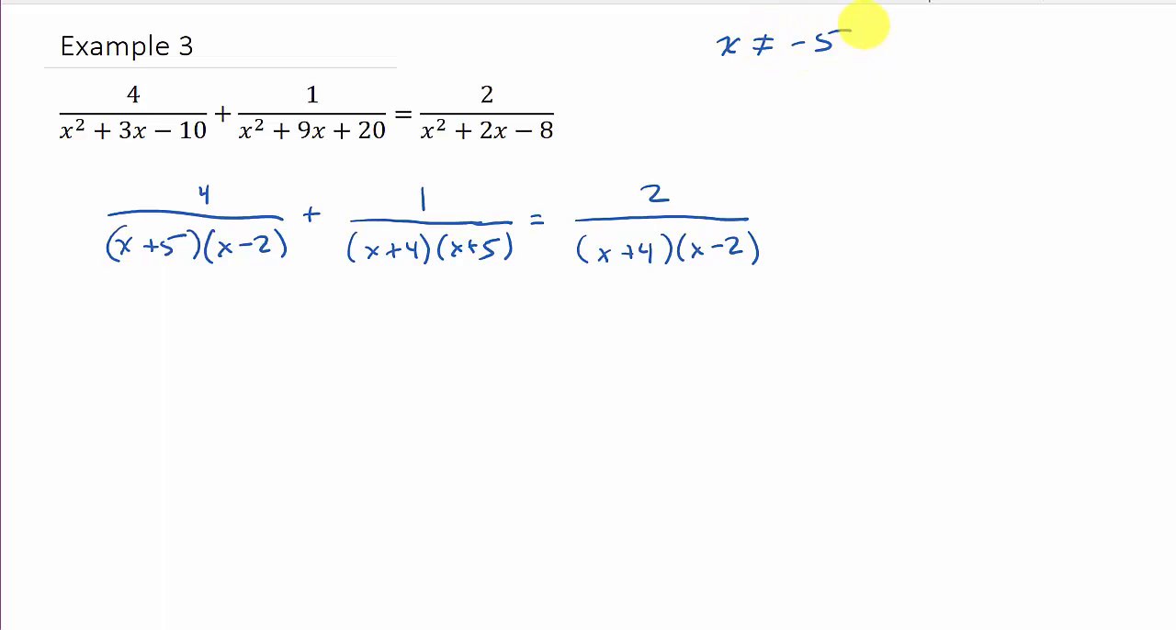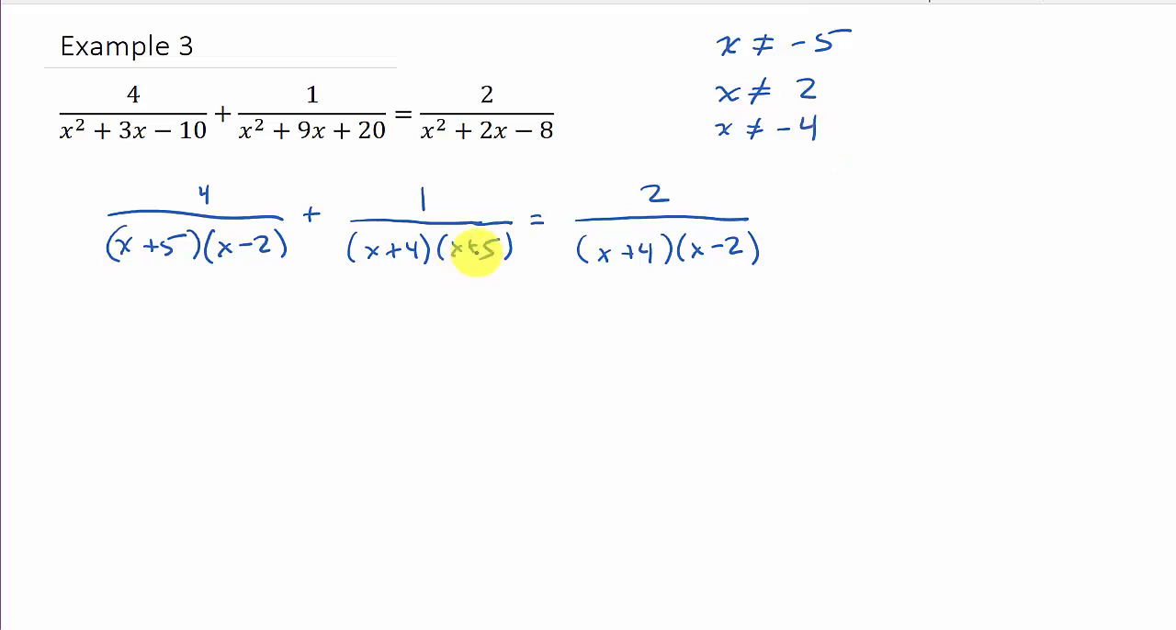Look at the next different factor, x minus 2. If I plug a 2 in, 2 minus 2 is 0, so x cannot equal 2. And then the next different factor, we got the x plus 4. If we plug -4 in, -4 plus 4 is 0, so x cannot equal -4. So in this case, we've got 3 restrictions.